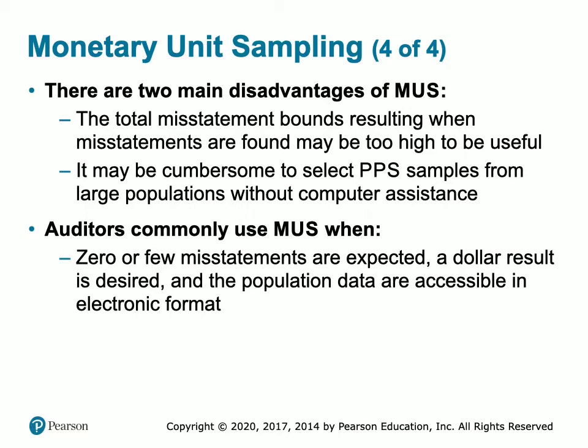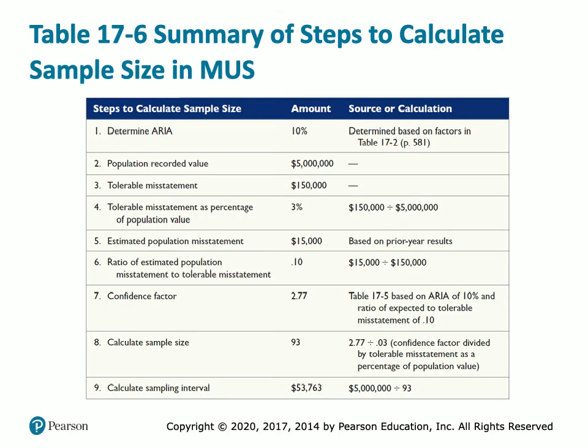So where you're going to use it is where you don't expect a lot of errors. You want to get a dollar result, which is a balance. And you want to be able to basically do this electronically. Here's an example of calculation in monetary unit sampling. I'm not going to go through it.